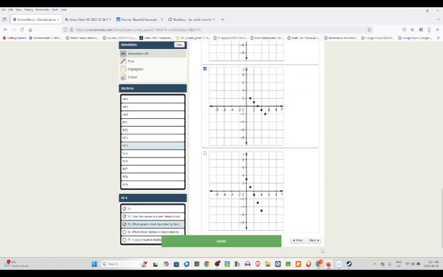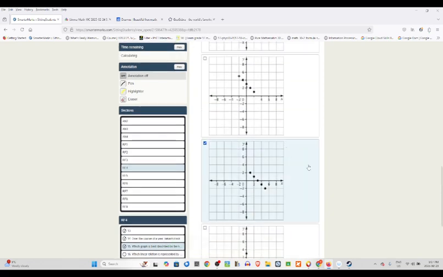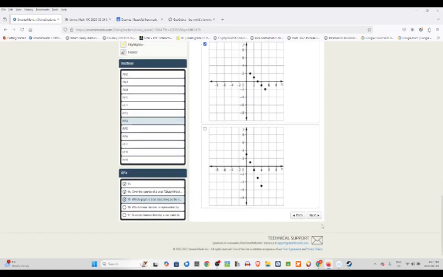Regardless, the answer key is looking for C. Those do both fit. We don't have any correct answer there. So I'll have to adjust that question before it goes out.